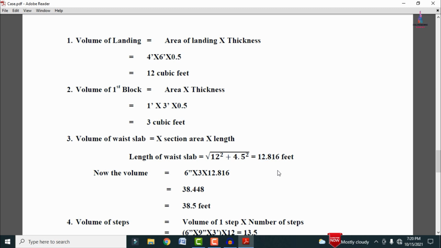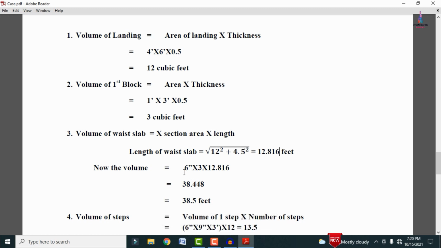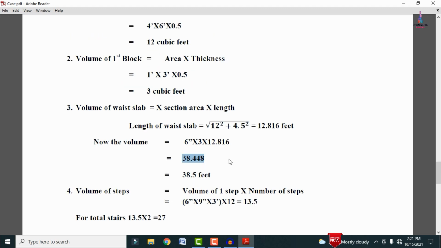Now we have to calculate the volume of the respective waste slab section. In order to calculate it, we take the value equal to 6 inches thickness multiplied by 3 feet, which is the length of the respective staircase, and multiplied by 12.816, the length of the waste slab section. So here we already calculated the square root of 12 square plus 4.5 square, which comes to approximately 38.448 here. Okay, so now we approximately take the value as 38.5 feet here.